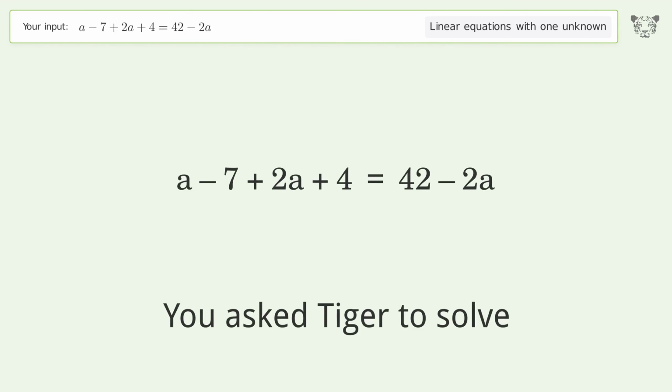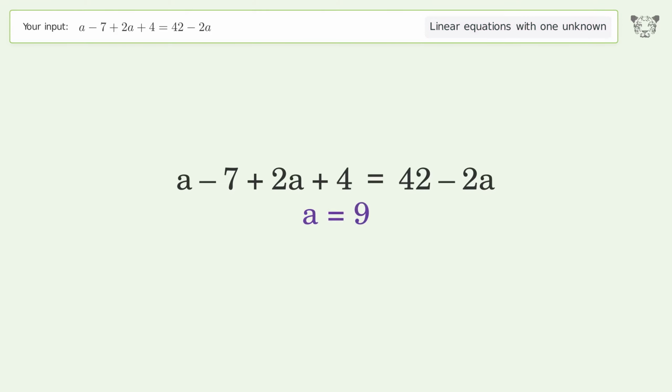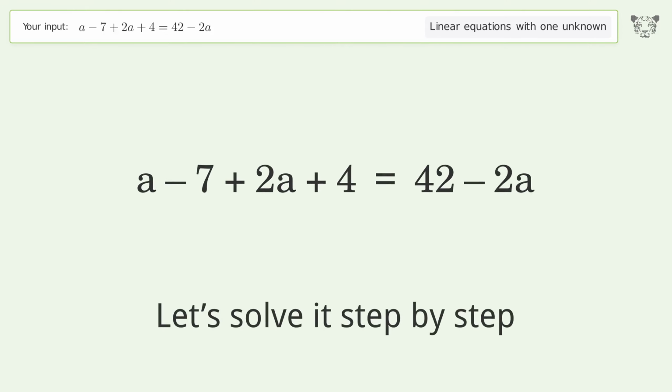You ask Tiger to solve. This deals with linear equations with one unknown. The final result is a=9. Let's solve it step by step.